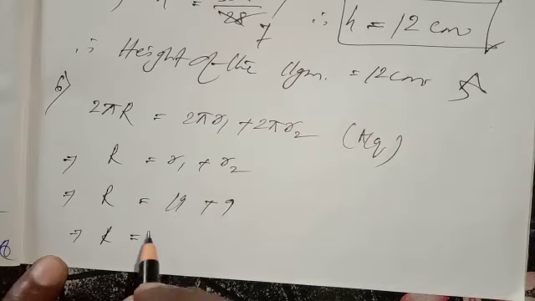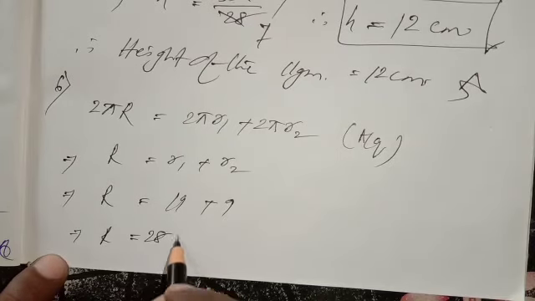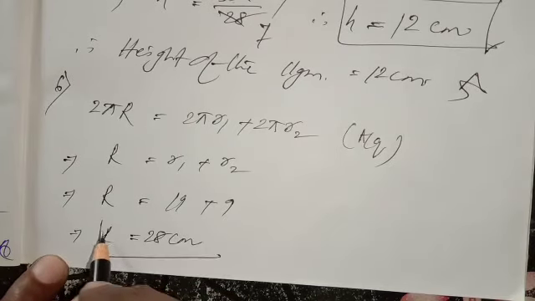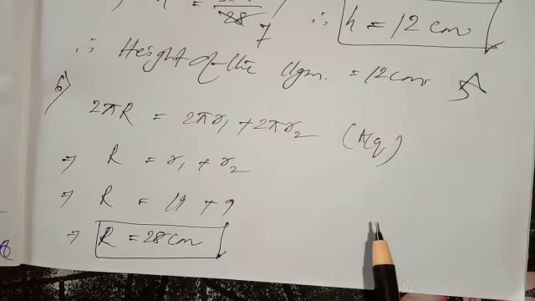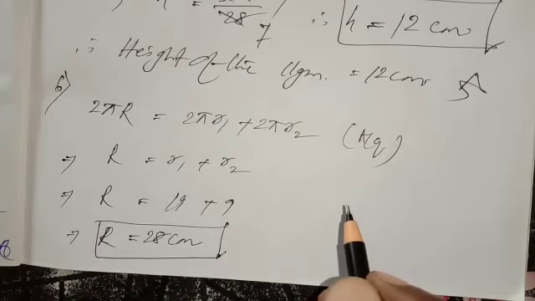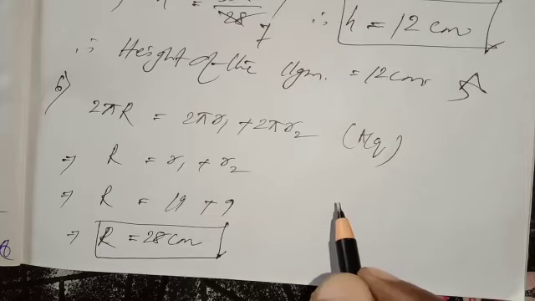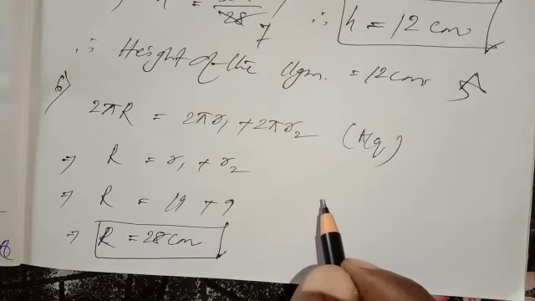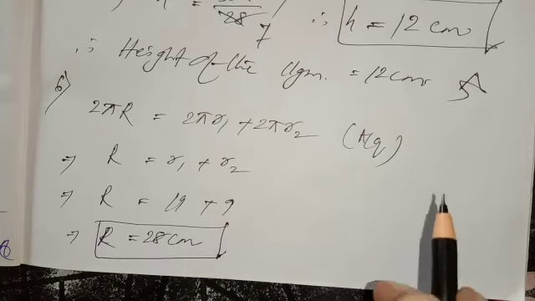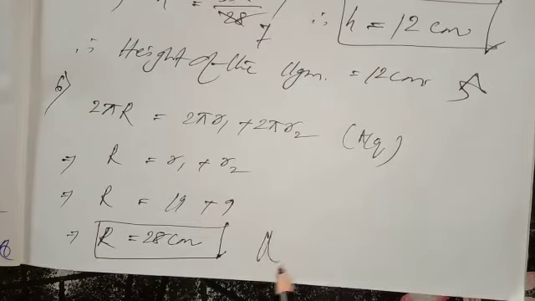R is equal to 28 centimeters. I think it's clear. What are they asking us to find? Find the radius of the circle which has the circumference equal to the sum of the circumferences of those two circles. This is the required answer. The radius of the required circle will be 28 centimeters.